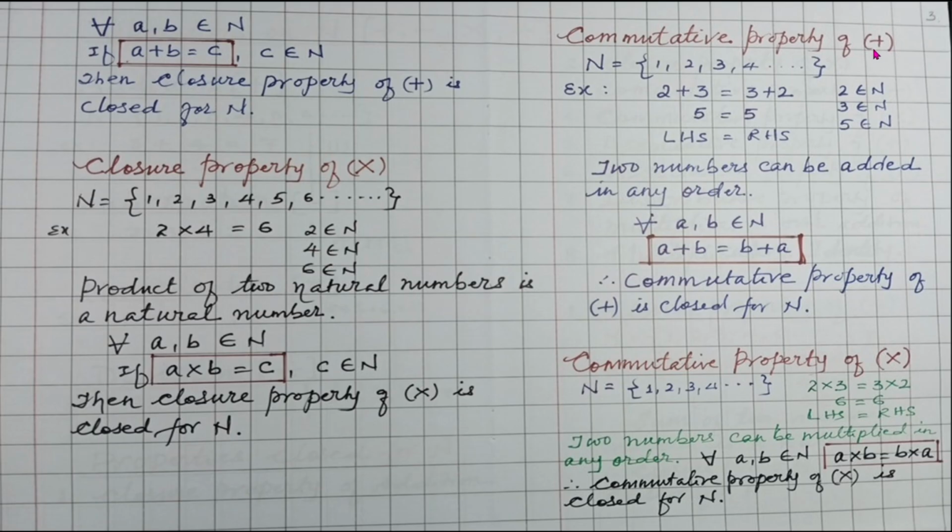Now, what is this commutative property? If you take any two numbers, you can add them in any order. You can add a to b or b to a. That is, a plus b is equal to b plus a, which is the commutative property of addition, and that is applicable for the set of natural numbers.